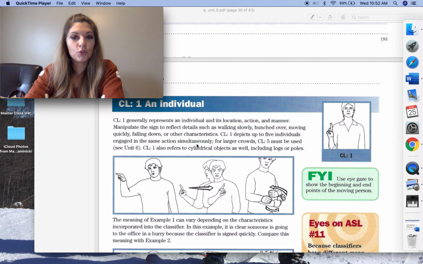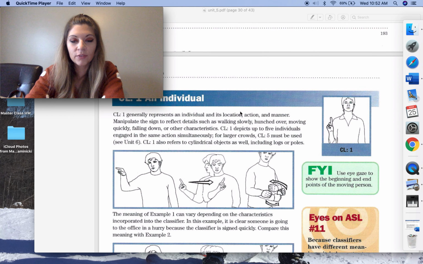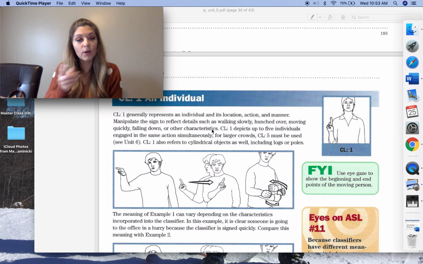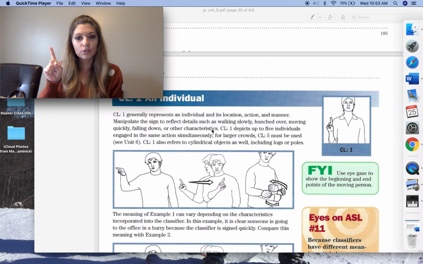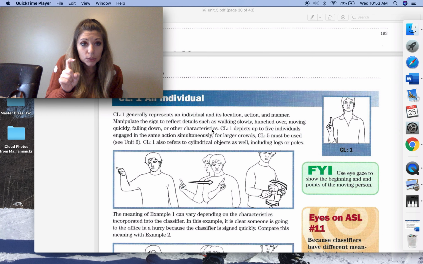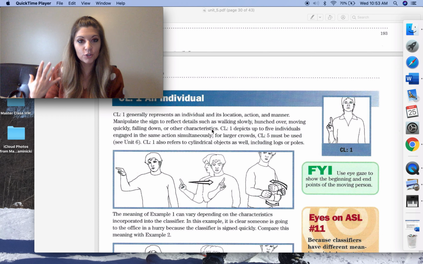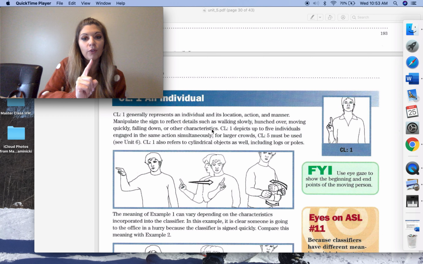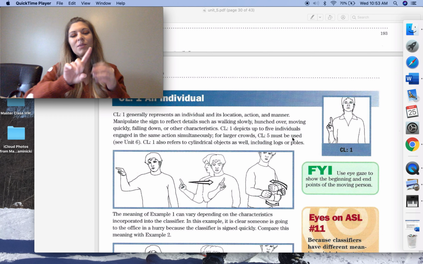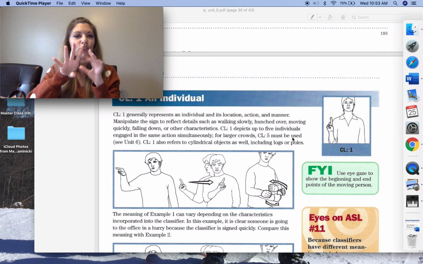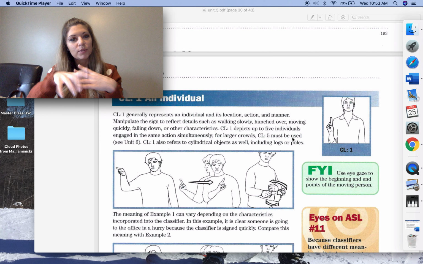It generally represents an individual and its location, action, or manner. So the locative classifier, semantic classifier, descriptive classifier, instrumental classifier. So you manipulate the sign to reflect details such as walking slowly. Mouth morphemes and non-manual markers are super important while you're using classifiers. So hunched over, move your body too, make it visual, moving quickly, fall down, other characteristics. CL-1 depicts up to 5 individuals engaging in activity. Sometimes they'll say that this is a CL-1 too because you're adding one finger to represent more people.